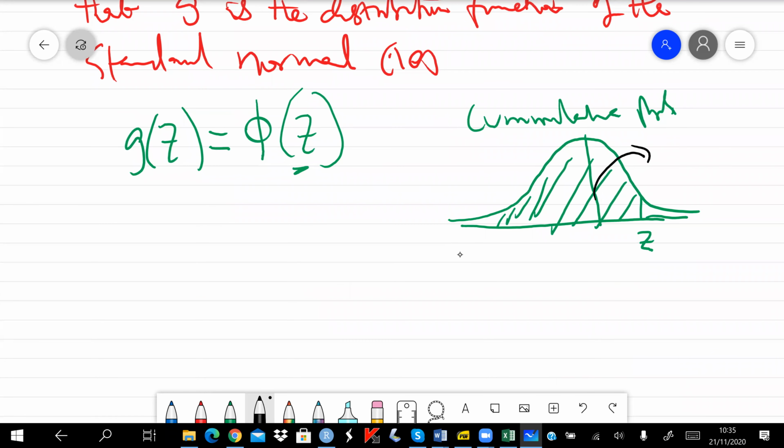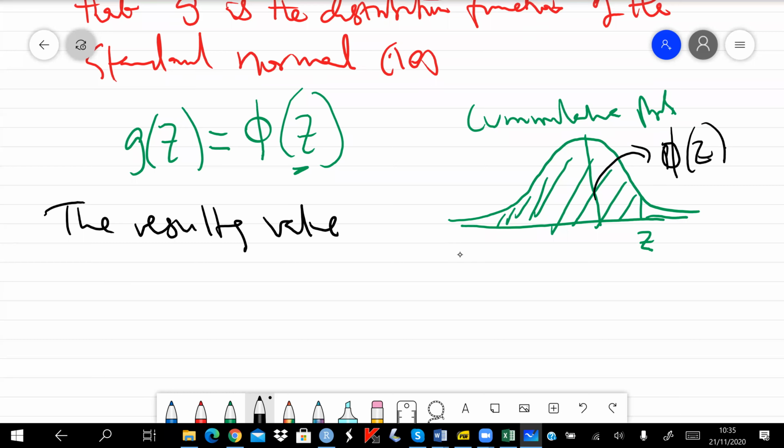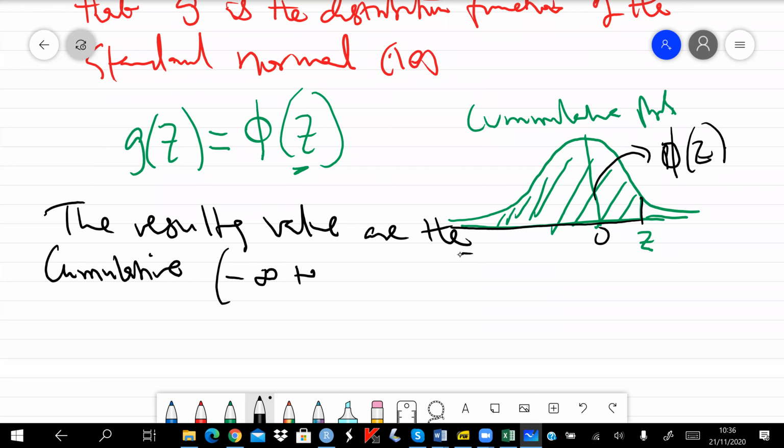So this is Z like that. So it's like the cumulative distribution. So we say that the resulting values are the cumulative, that means cumulative from minus infinity, this is the standard normal, to Z. The cumulative probabilities of success.